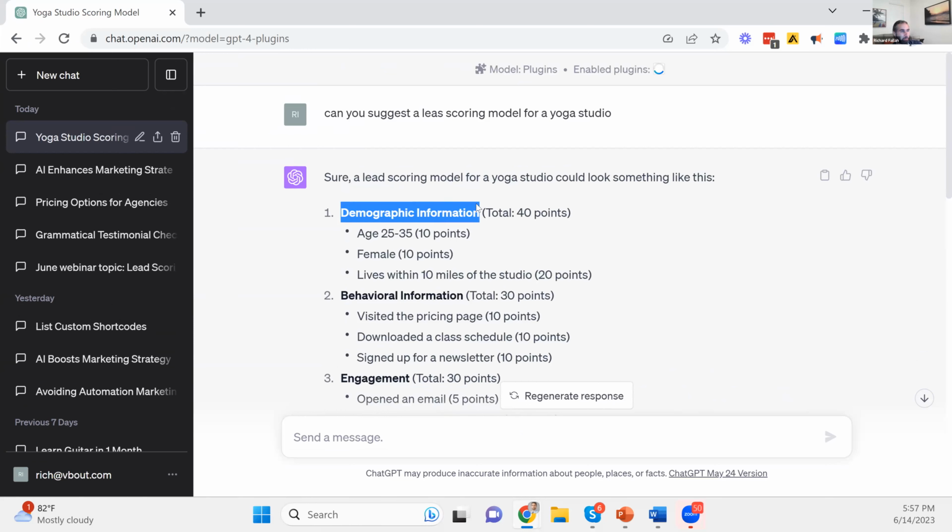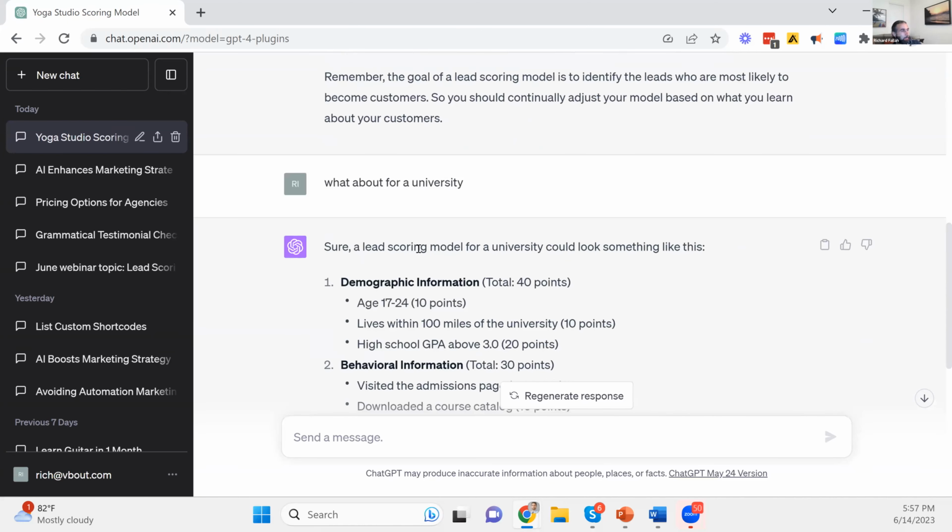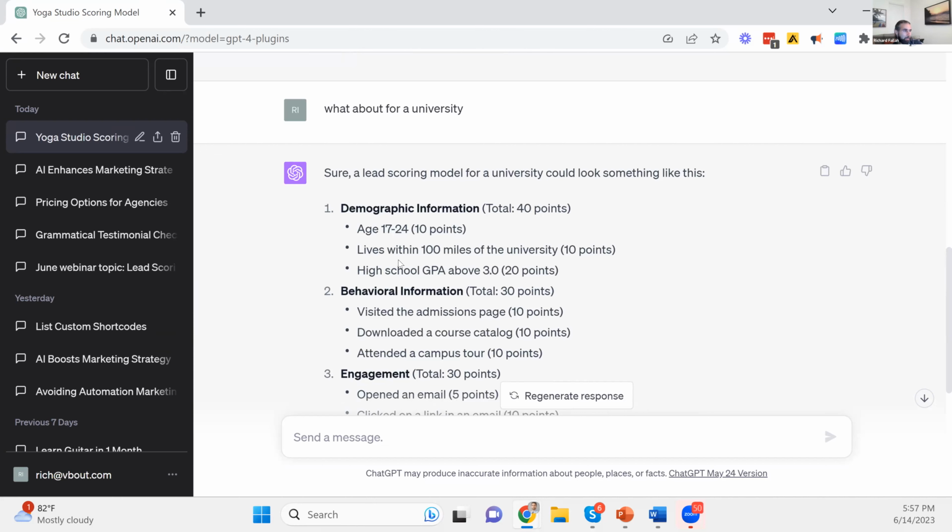It says demographic information up to 40 points. If their age is this, then associate 10 points. If they're female, 10 points. Live within 10 miles, 10 points. So it gave some suggestions. And then I asked it for a university. And then it gave me some suggestions as well. So if you are running out of ideas, that could be a starting point right here.